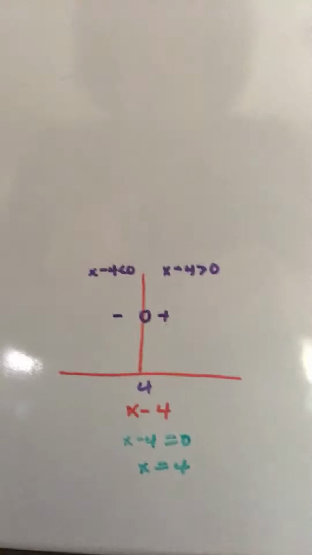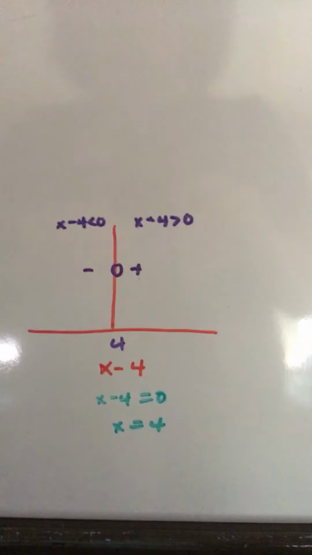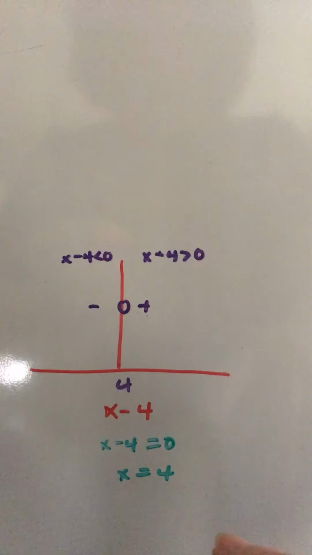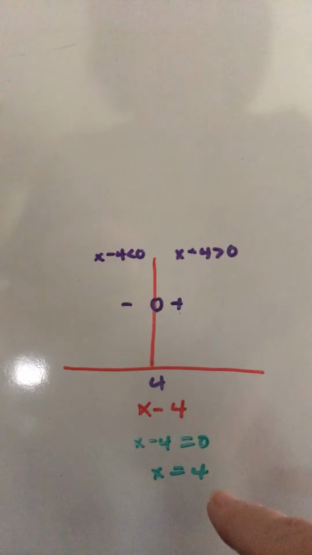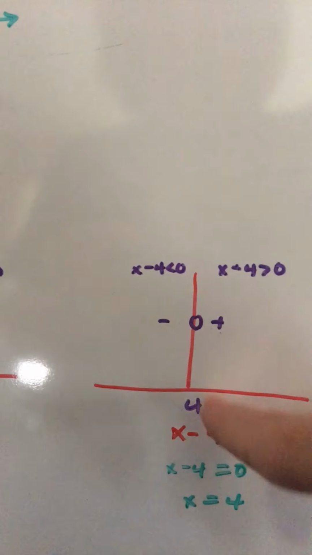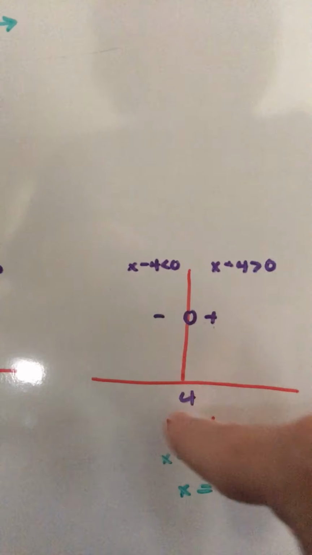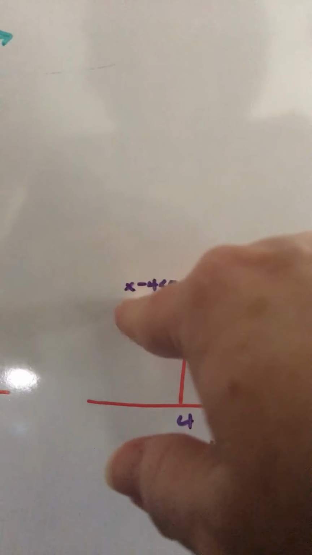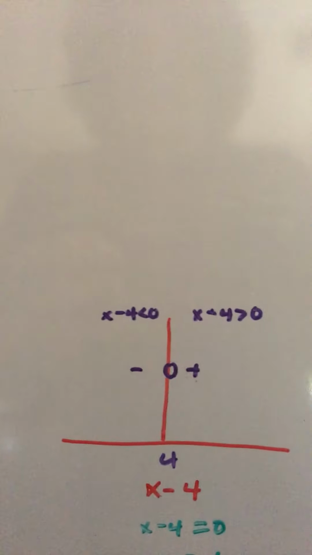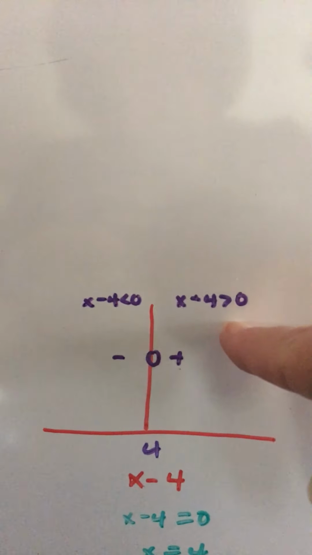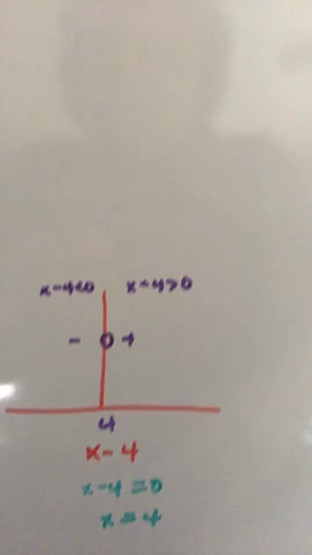Well, what value of x makes it 0? I need the number negative 4. Positive 4, sorry. If I plug in 4 here, I get 0. So notice 4 makes it 0. To the left is negatives, so any value that's less than 4 is going to make it negative. Any value that's greater than 4 is going to make it positive.